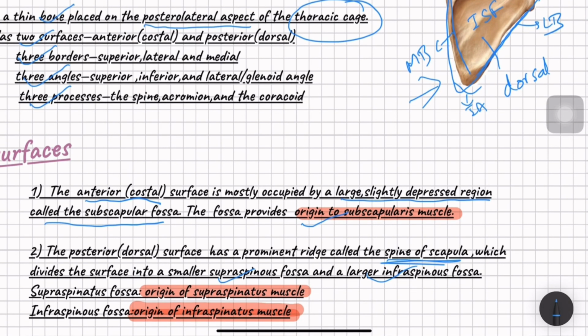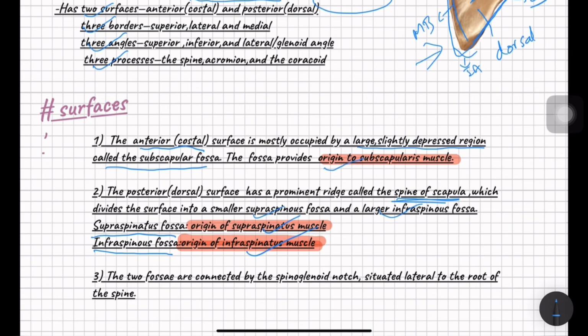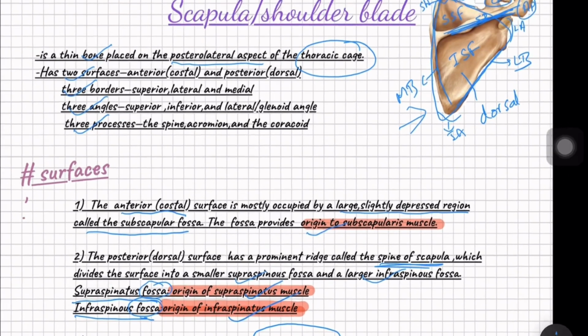The supraspinous fossa gives origin to supraspinatus muscle and infraspinous fossa gives origin to infraspinatus muscle. These two fossae are connected by the spinoglenoid notch, which is situated under the lateral root of the spine.